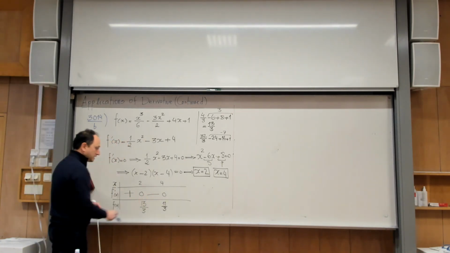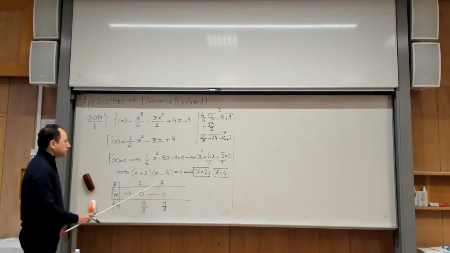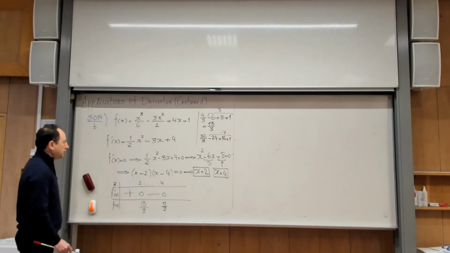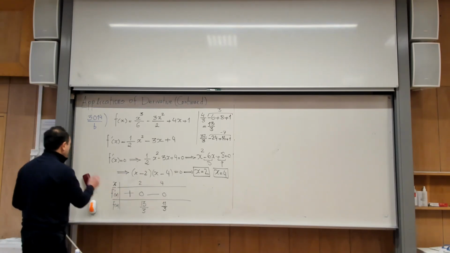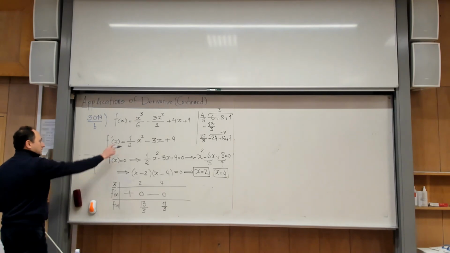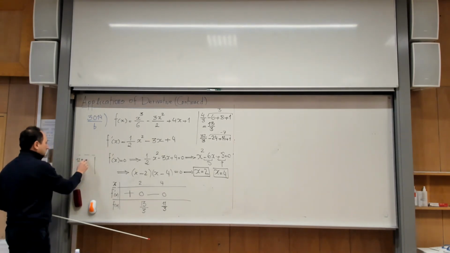And that was exactly according to your prediction, yes? And then after 4, choose a number, 5, and put it here. You just need to convince yourself. So 5 to the power of 2 divided by 2, let us just write it here. This becomes 12.5, and then minus 15 plus 4 becomes positive.